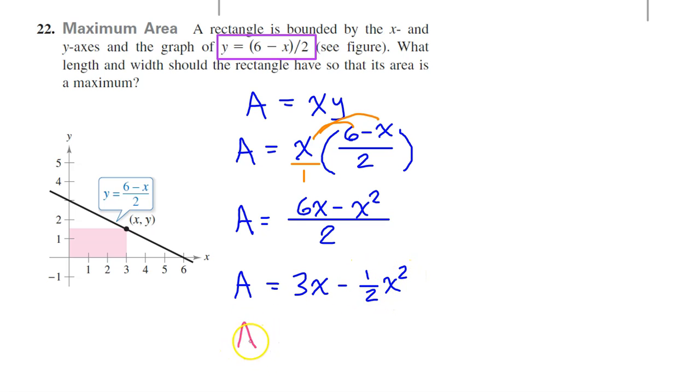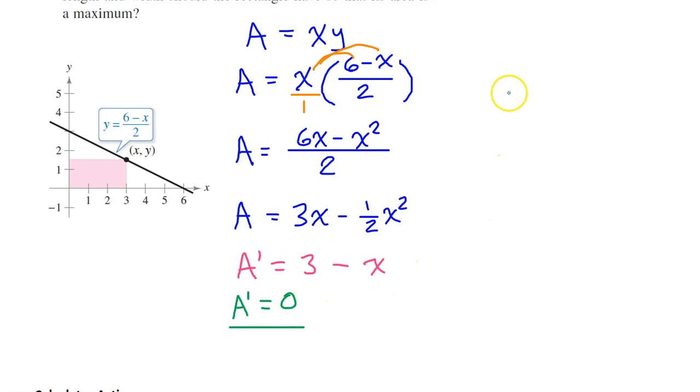Now we can find A prime, taking the derivative of each term. The derivative of 3x is 3. And here comes the power rule. The 2 comes to the front. 2 times 1/2 is 1. So we just have negative 1x. So, okay, that's really simple. A prime is 3 minus x.